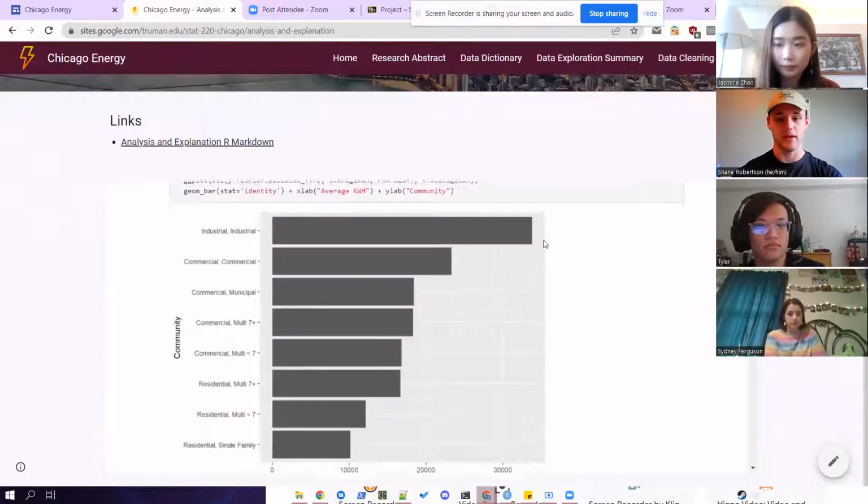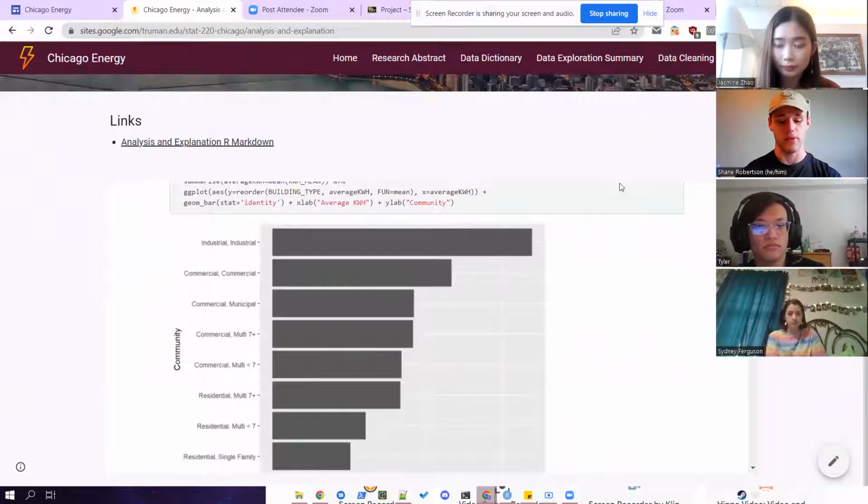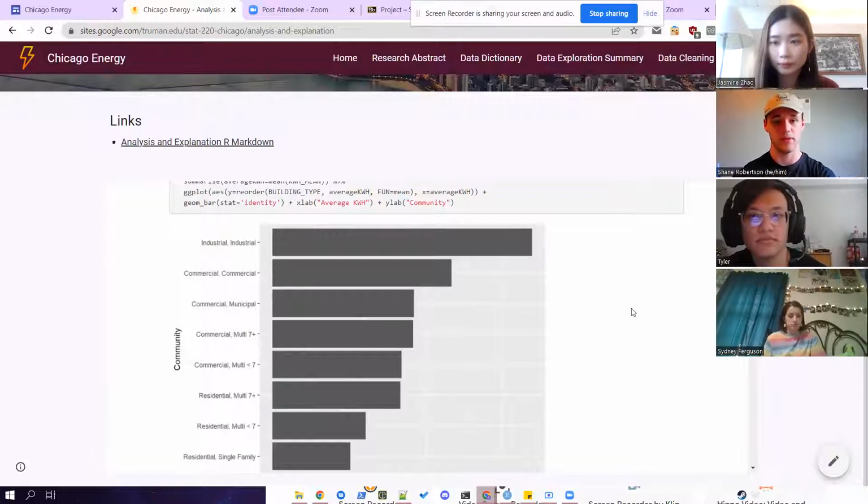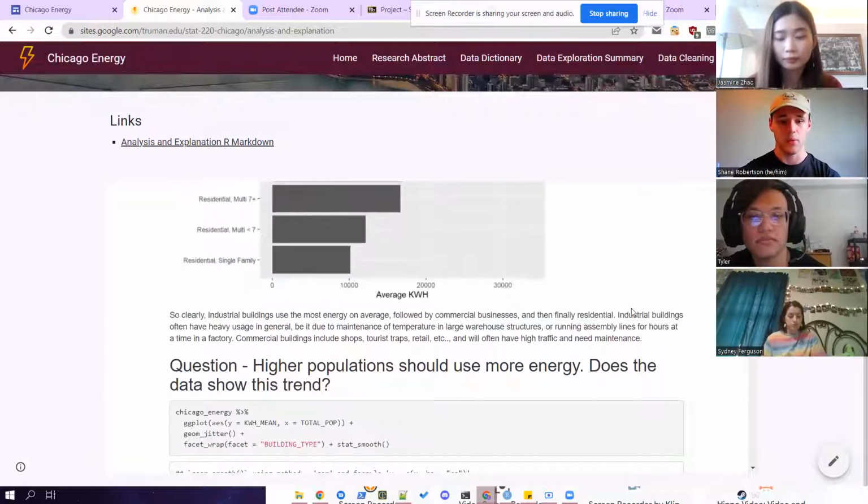We decided in the end that we really only wanted to work with the residential or living spaces because that was something that we could more properly analyze, because commercial buildings that run things like stores or tourist traps are a lot more difficult to analyze and are considered outliers compared to the rest of the data set.